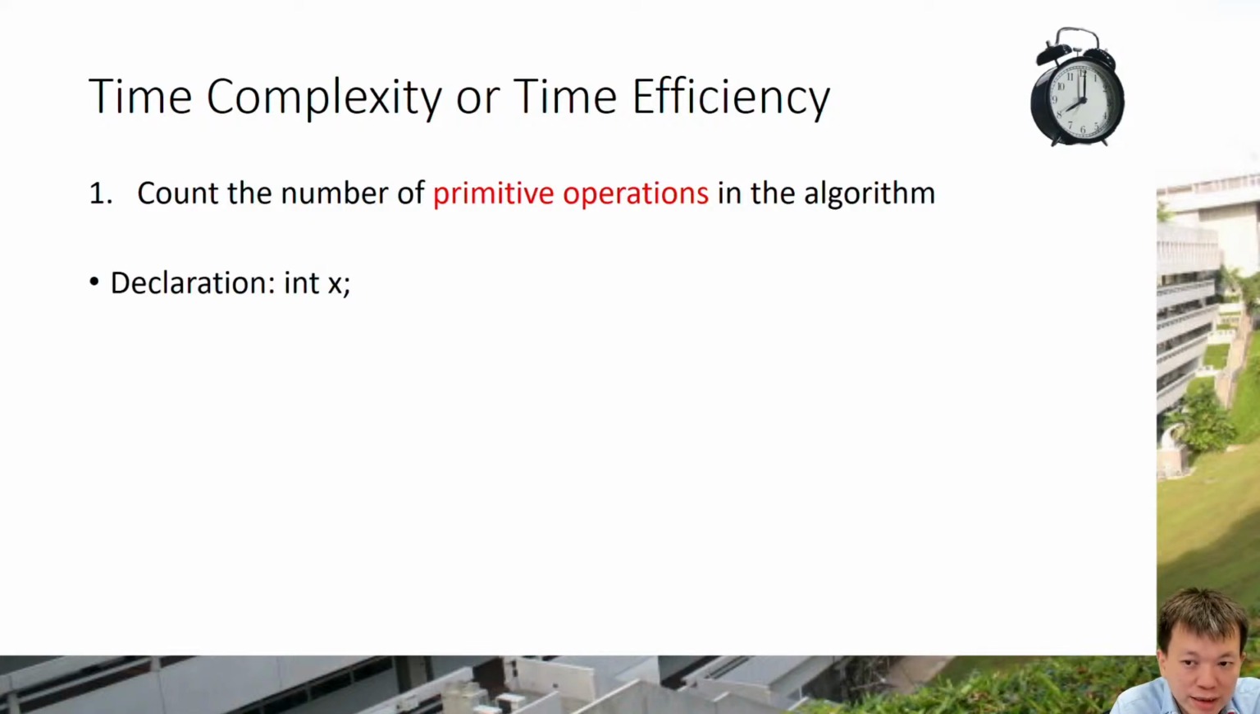For example, you declare a variable, such as an integer x, or a double, or a character, or an array. A declaration is one type of primitive operation. Another one is when you assign a number, that is another operation. Sometimes you do these two in one line, but in the computer, how they process it is actually as two operations. They need to declare, and after they declare, they assign the number to the variable. So there are actually two steps.